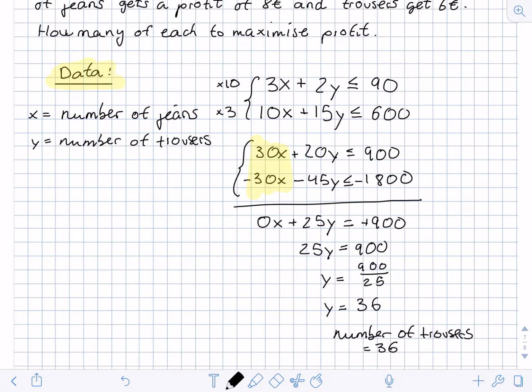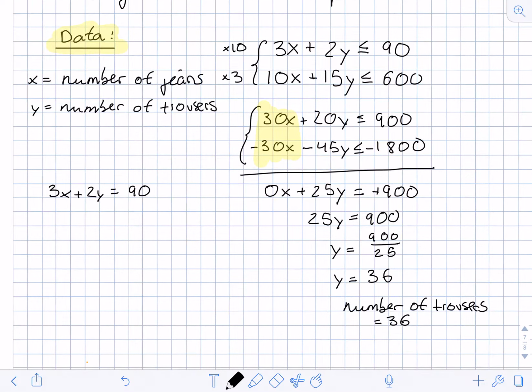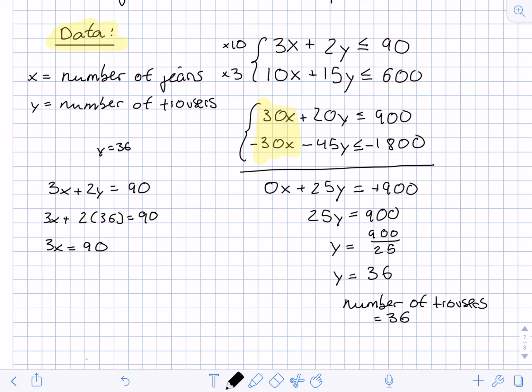So what do we do? We go to one of the equations. Let's say the first one, put it as equal 90, and we know the value of y is now 36. So what we do is 3x plus 2 by 36 is equal to 90. Okay, so we have 3x is equal to 90 and 2 by 36 is equal to 72, and I'll bring it to the other side as a minus. So now we have 3x is equal to 18, so x is equal to 6.